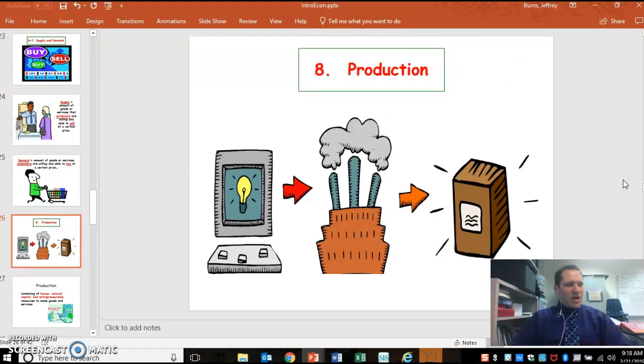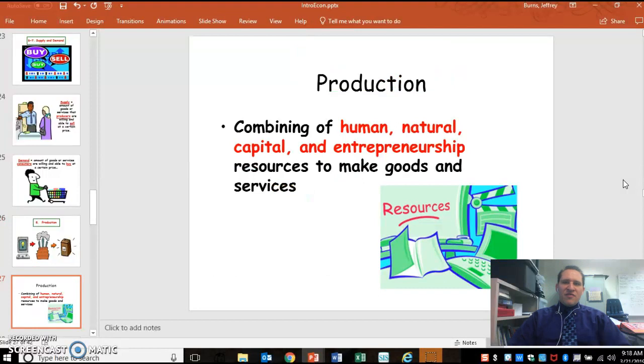All right, so number 8 is going to be production. And production is the combining of those resources we talked about earlier into goods and services. It's production. They're producing things. It's like a business making something. Producing, you think making, putting things together.